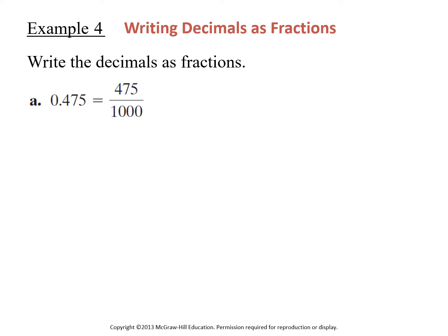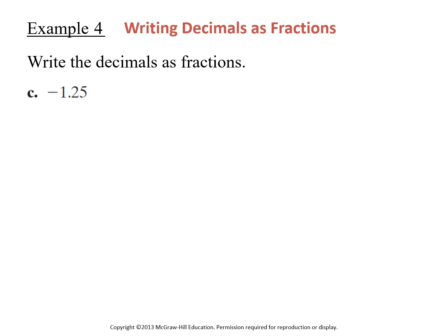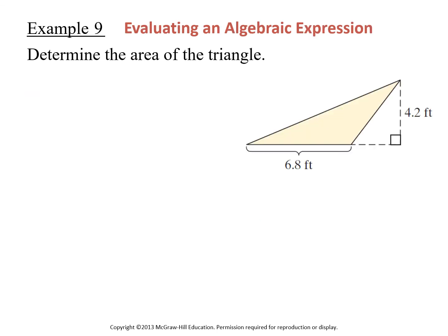So here, we're going to write decimals as fractions. What we do with this is we read it, and then we write it, and then we reduce it. So we recognize 0.475 is 475 thousandths, and then I will reduce that to 19/40ths. Negative 1.25 is read negative 1 and 25 hundredths, or negative 125 hundredths. And then we will reduce that to negative 5/4.